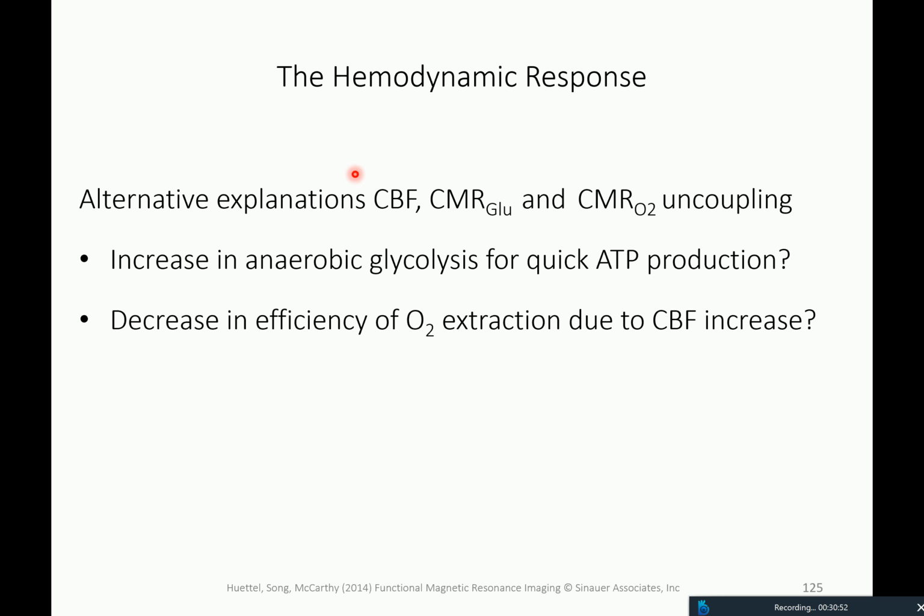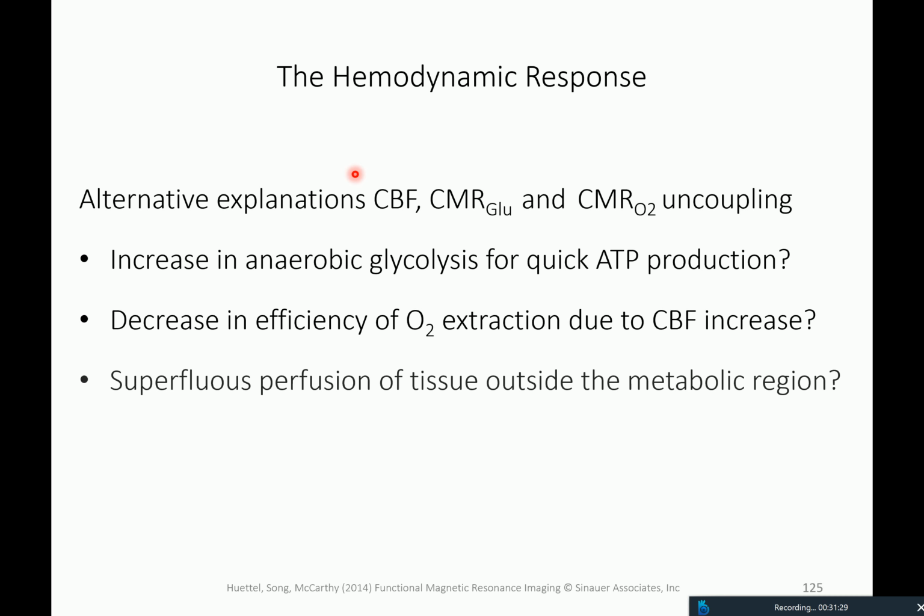Another, in a way, very different idea is that it's not so much actually the metabolic consumption of oxygen or glucose, but that the oxygen is less well extracted from the vessels because the cerebral blood flow increases. So the idea here is that the blood just flows faster in a given region, and hence the diffusion of gases is not working as well, and this is then increasing the O2 concentration.